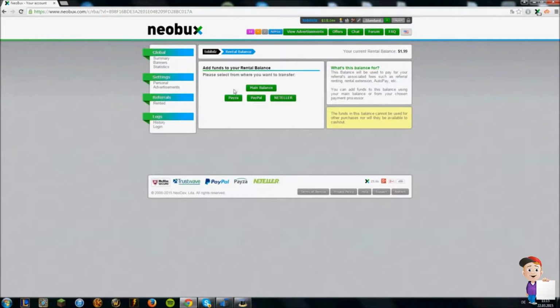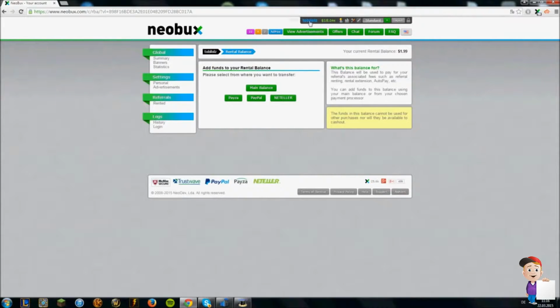Again, either from Payza, PayPal or Neteller. I did this. I took $3 from my PayPal account and rented referrals, and of course I already got those $3 back in profit. It is your choice if you either take the free option or invest a bit to get a faster start on NeoBux.